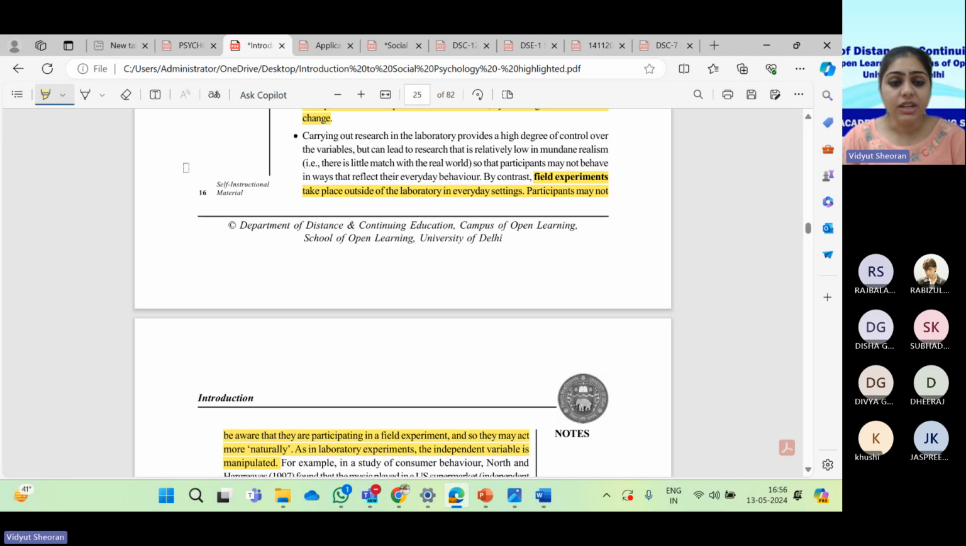That is why it's mentioned. So we have to be aware that the participants participating in a field experiment may act more naturally because they don't have the pressure to perform.